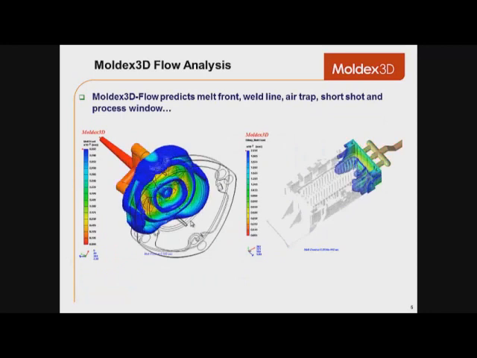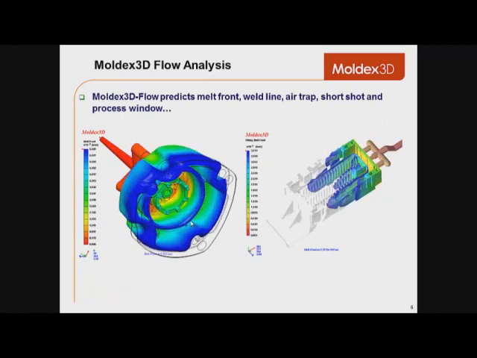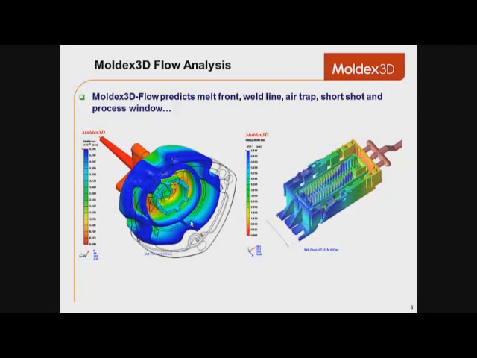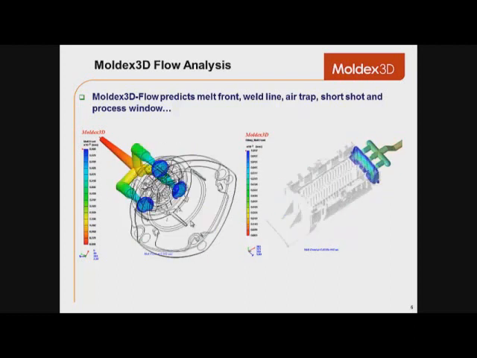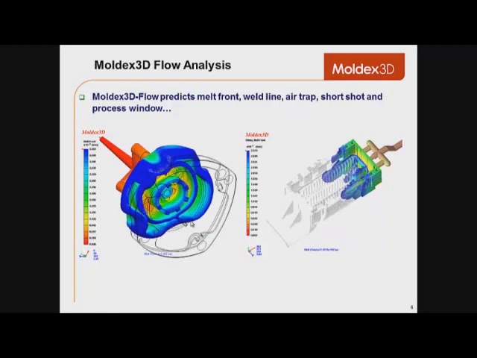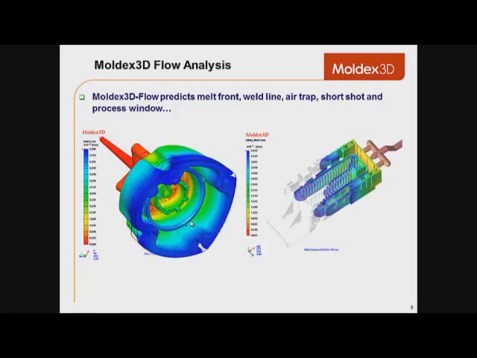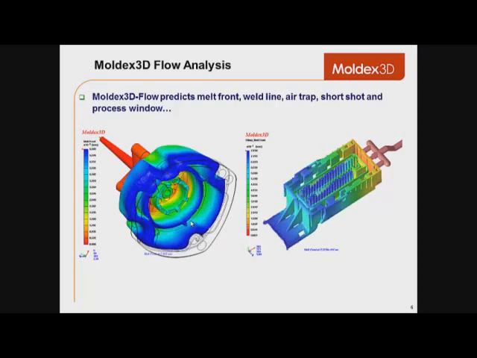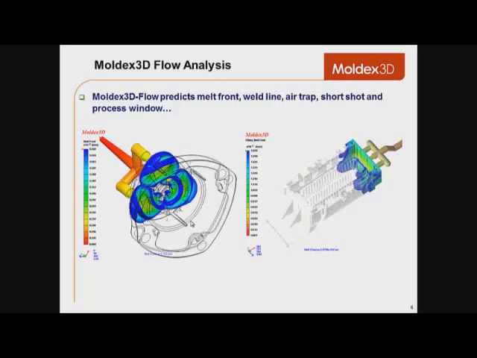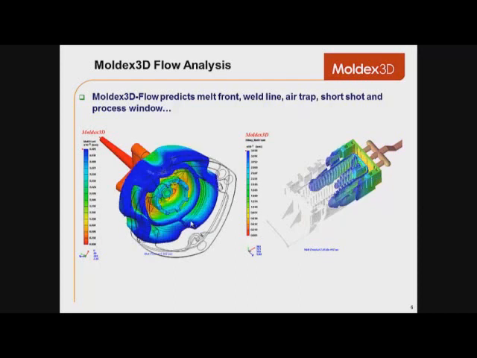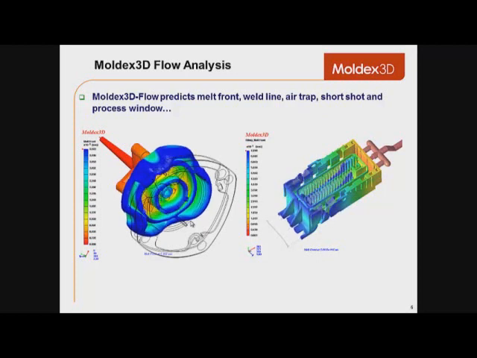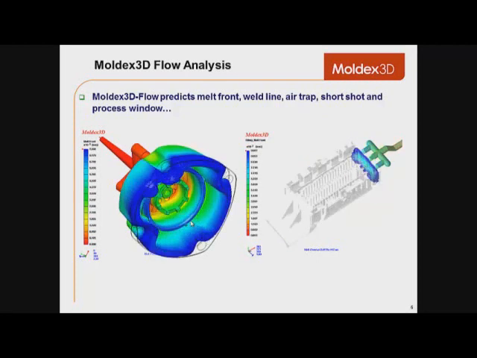Next, the Moldex 3D flow analysis. Moldex 3D is able to predict the melt front, weld lines, air traps, short shots, and all kinds of other problems that can occur during the filling analysis. This also includes unbalanced filling and thermodegradation of the plastic. With this feature, you can save time and money by catching potential problems before the parts are manufactured.